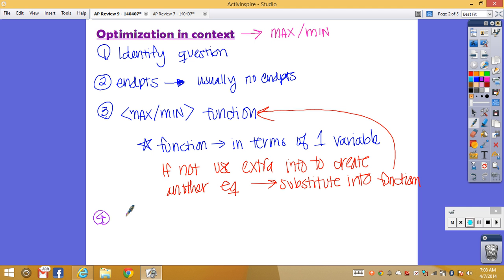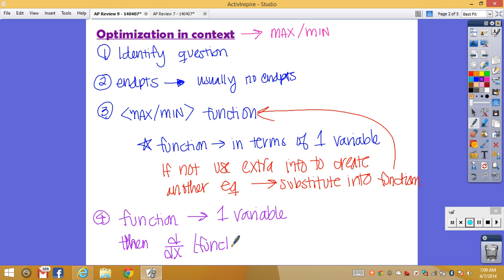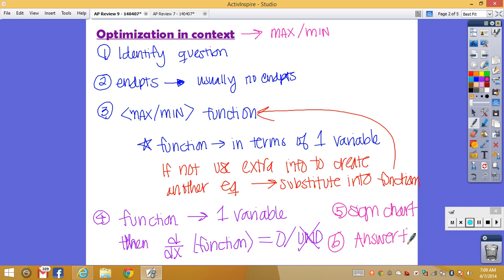Alright, so once your function is in terms of one variable, this is where all the steps become pretty much the same. Once it's in terms of one variable, then take the derivative of your function, set equal to 0, undefined. Undefined's nice because in this case, in context, usually you don't have to worry about undefined. And then number 5, just because I'm going to try to squeeze everything on this page here, number 5, sign chart. And then number 6, answer the actual question.